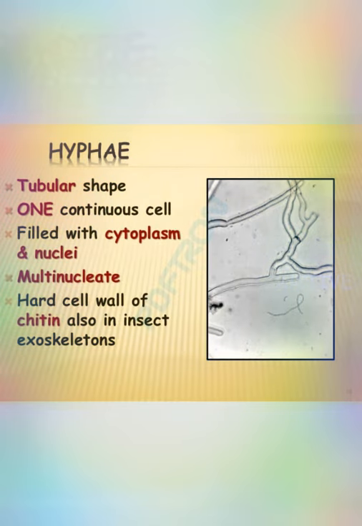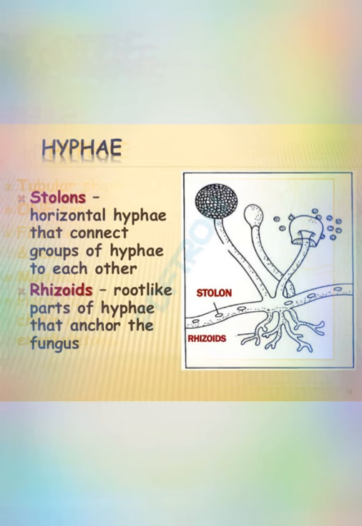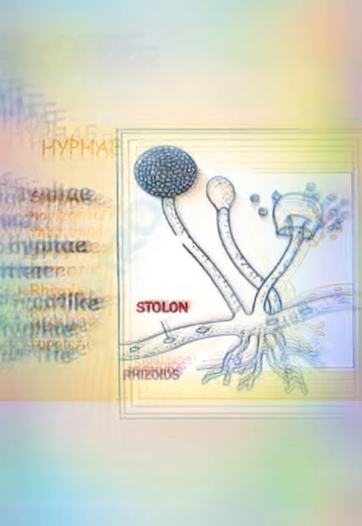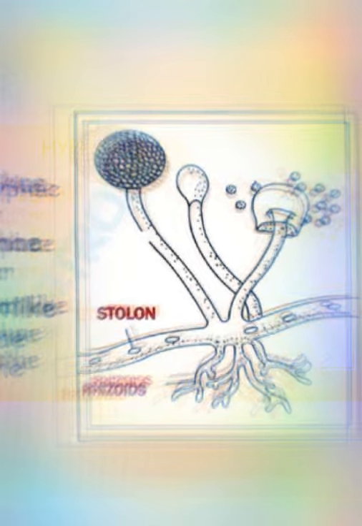Hyphae are tubular in shape, one continuous cell filled with cytoplasm and nuclei, multinucleate, with a hard cell wall of chitin, which is also found in insect exoskeleton. This is a shape of hyphae. Stolons are horizontal hyphae that can connect groups of hyphae to each other. Rhizoids are root-like hyphae that anchor the fungus. This is a diagram of stolon and rhizoids.